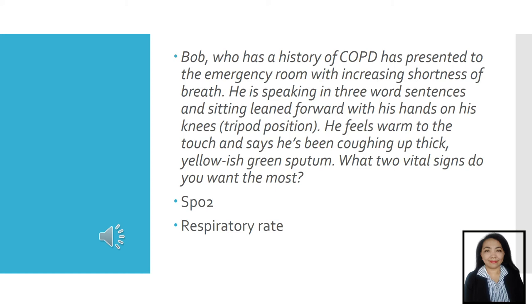Because you suspect Bob is dealing with a pneumonia, you want to get some information about his oxygen status. And the fastest way, bakit mo naisip na may pneumonia? Because he said he was coughing up. Anong kulay ng sputum? Yellowish to greenish. Pag ganyan, parang pneumonia na yan, di ba? So, because we suspect that Bob has pneumonia, you want to get some information about his oxygenation status. And the fastest way to do that is to measure your otosat and you count the respirations.